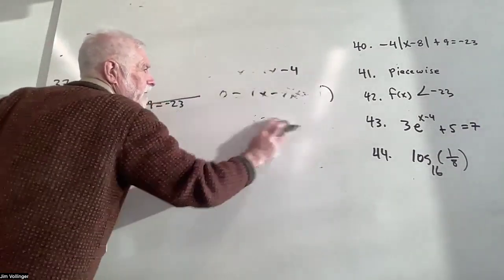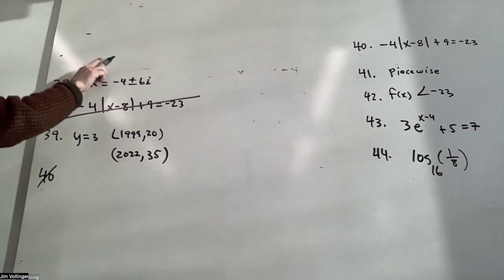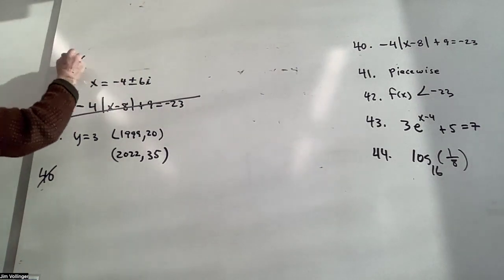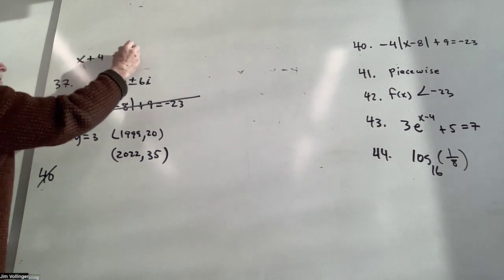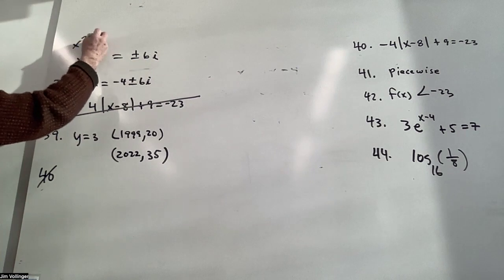Right. Well, we get answers like this from completing the square. Let's go figure out what square we completed. Let's move the 4 to the other side. Plus minus 6i. Let's square this. x squared plus 8x plus 16.